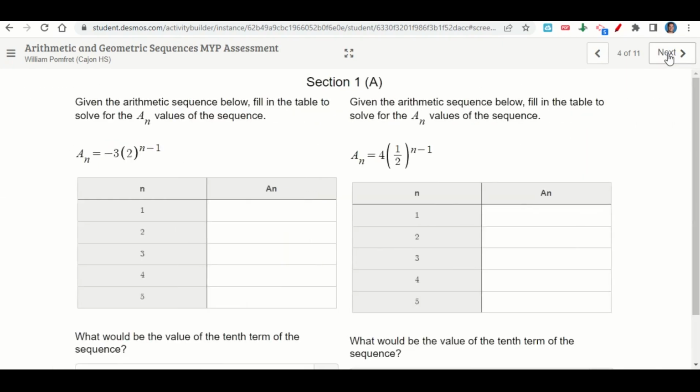Then we'll click Next. This time we're going to be given an explicit form for a geometric sequence. So we'll do the same thing. We know that the first value is -3, so that goes here. Then you're going to find the rest of the table by plugging values in. So you'll plug 2 in for n, and then 3, 4, and 5, and then 10 to find the 10th term for this box down here. Then we'll click Next.